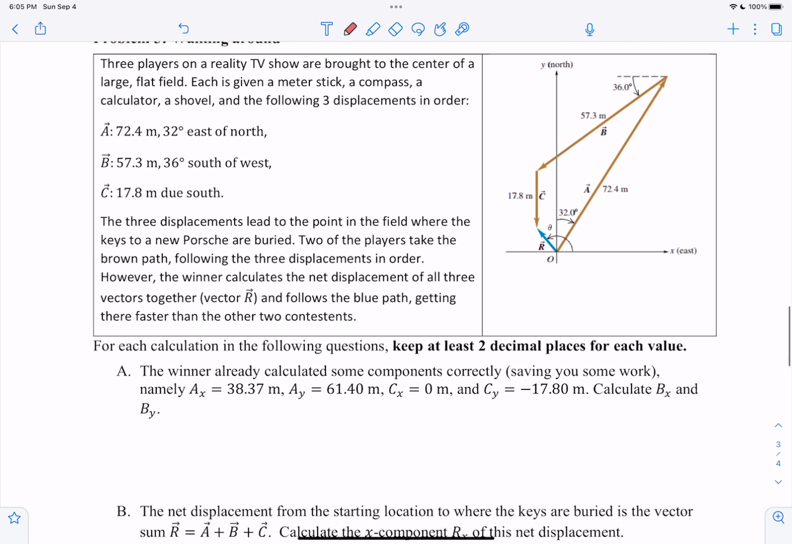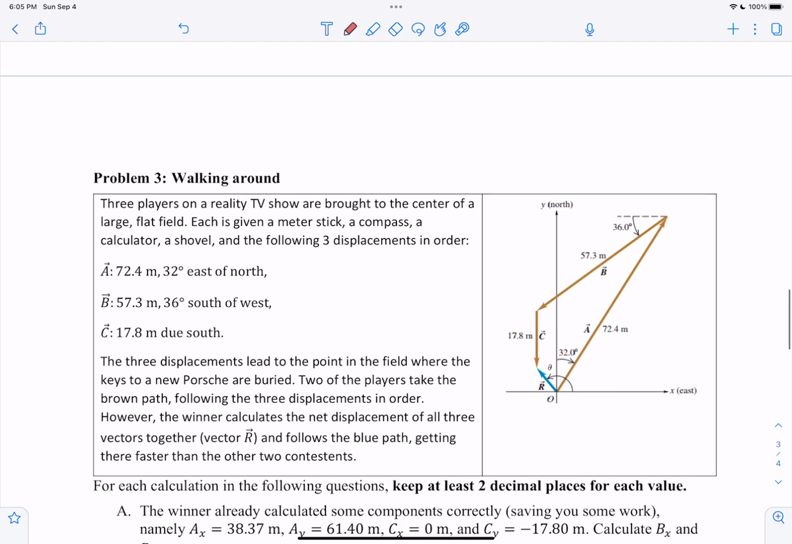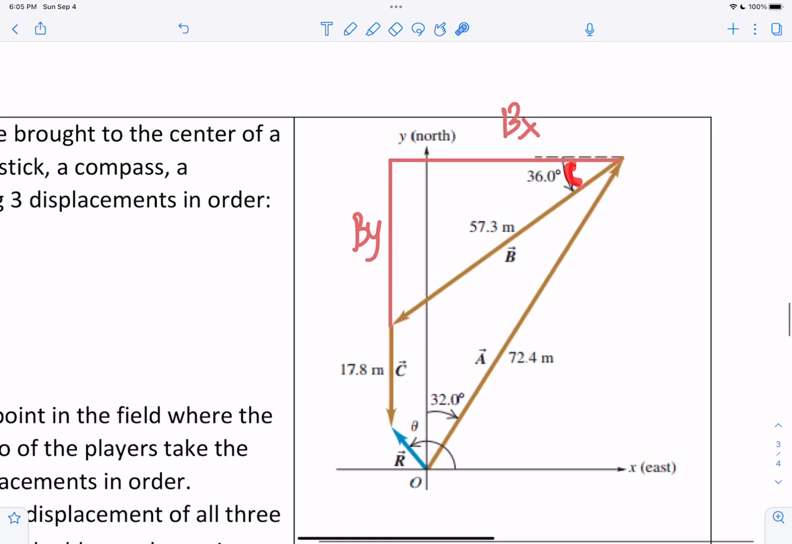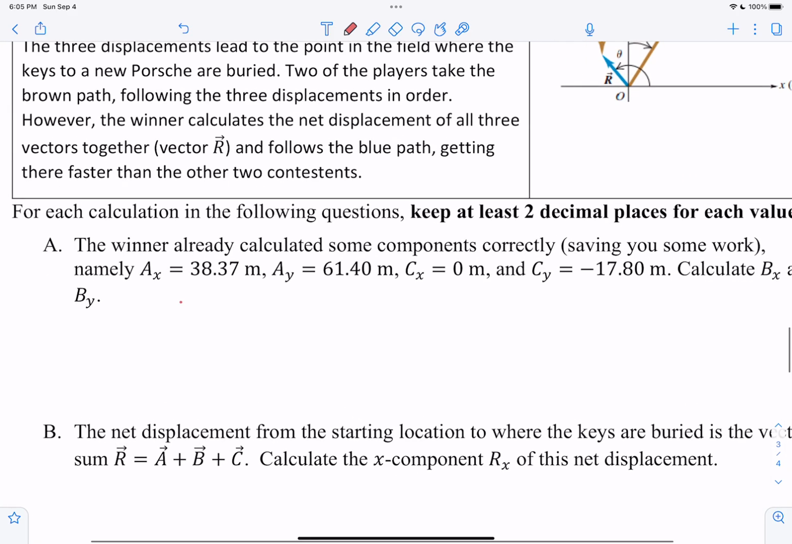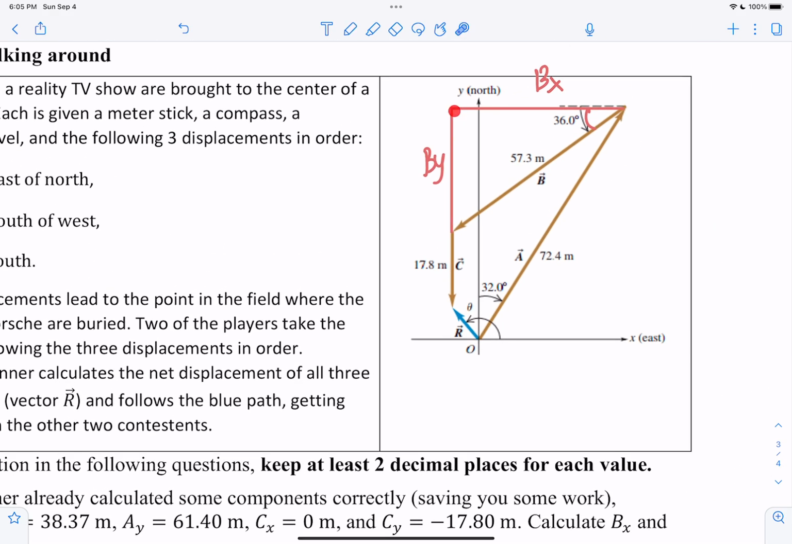So this is our BX right here, along the x-axis. This is our BY along the y-axis here. And then we have this angle here that's 36 degrees. So once again, we're just going to be using our trig functions to figure out BX and BY. So BX is equal to what? How can we figure out BX? This is the angle here, this is BX, and this is 57.3. How can we figure it out?